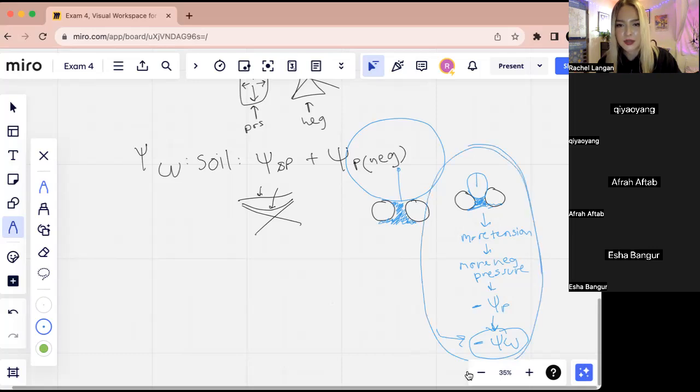This is what you have to say in 220 for why that's true. You say smaller radius of menisci between soil particles, not molecules. They're particles, multiple molecules put together. Smaller radius of menisci, more tension, more negative pressure, lower water potential, smaller gradient of water potential in the soil versus the root cell, so less flux of water out of the soil.